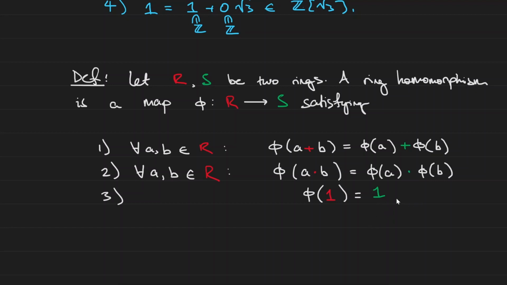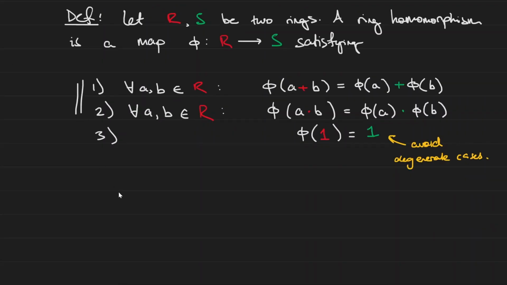And the reason why we need this third axiom is to avoid some degenerate cases, because if the multiplicative identity is sent to the additive identity, let's say, then actually everything must be mapped to the additive identity, so it's basically just a zero map, which isn't too interesting.